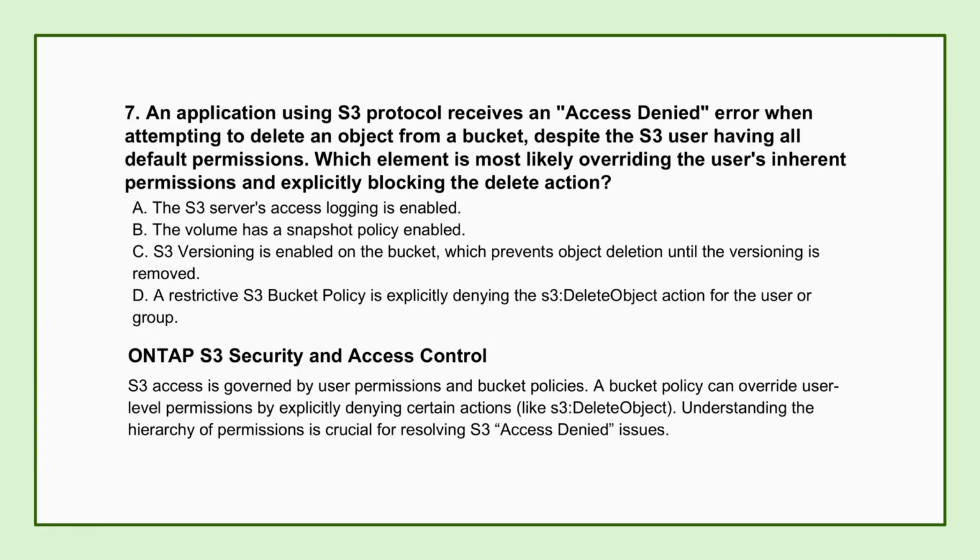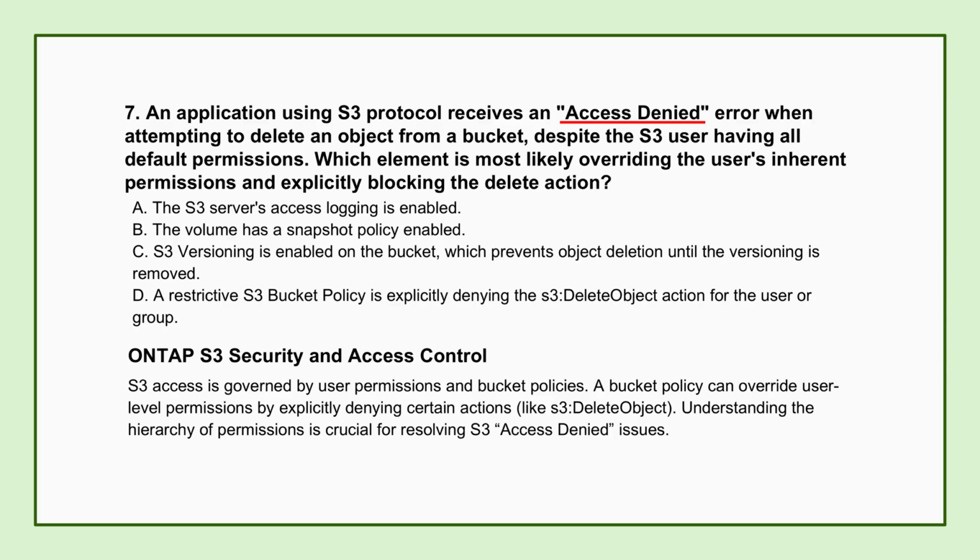Okay, let's push into security overrides, specifically with S3. Object storage policies. Yeah, these can get layered. Right. An application is using S3 on ONTAP. It tries to delete an object, gets access denied, but the user account the application is using seemingly has all the necessary permissions, maybe through group membership. Full control, looks like. Should work, but doesn't. So how can a user with apparently sufficient permissions still be blocked from doing something like deleting an object?